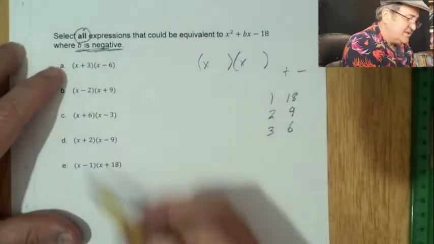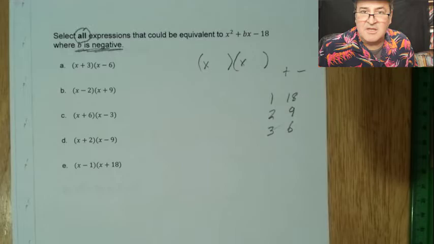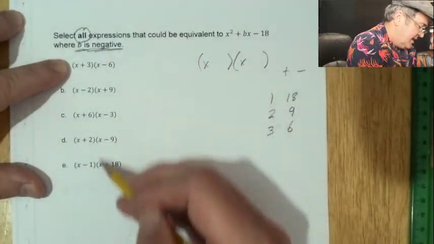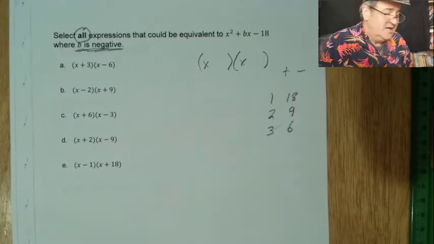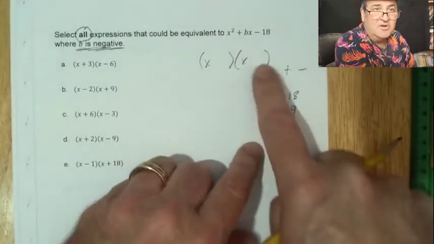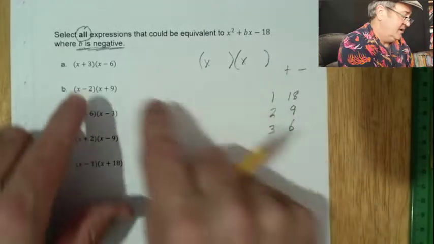So let's check to see if we can rule any of these out because they don't have the right numbers. That's what I do first. X and x. Okay, they all start with x and x. Do they all start with a pair of numbers? Do they all end with a pair of numbers that could be negative 18?